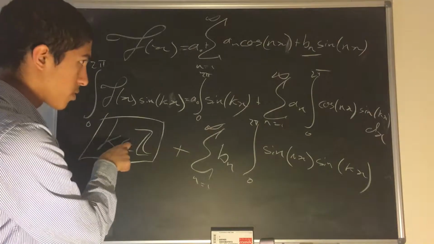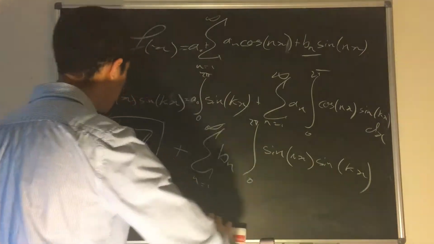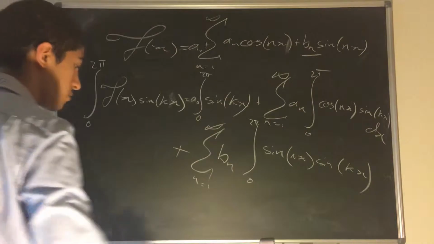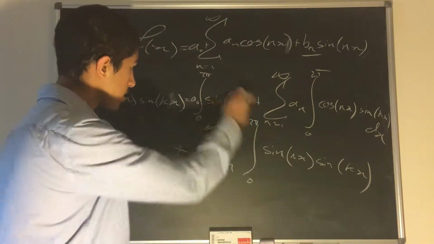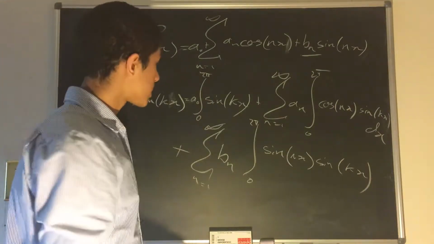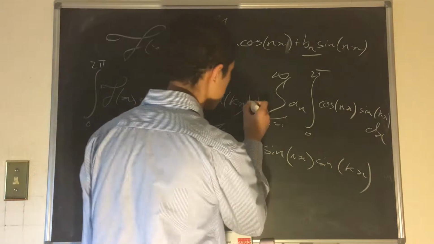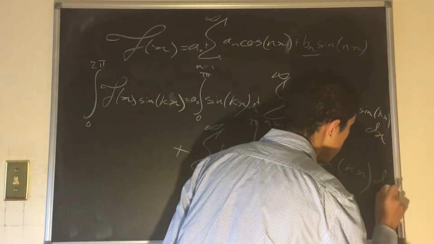So let's remember this. And now let's attempt to simplify this equation, which contains quite a few integrals and quite a few sums and looks quite gnarly. So let's begin with the first term on the right hand side, which is a0 integral from 0 to 2 pi of sine of kx dx.